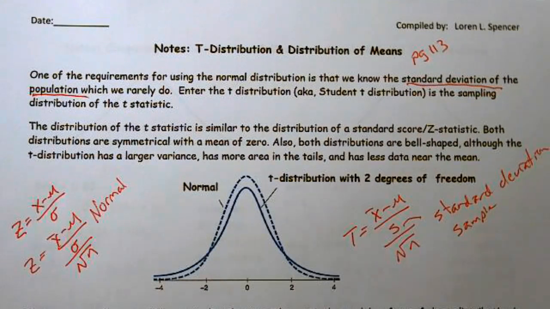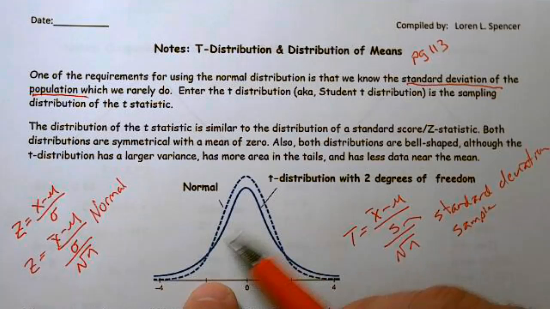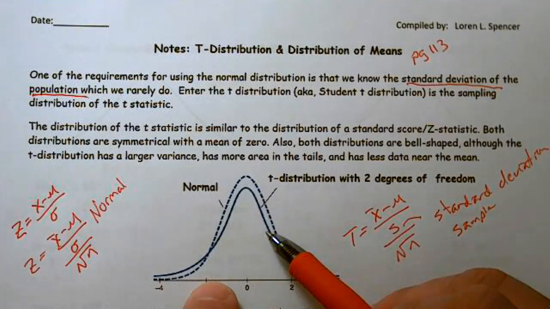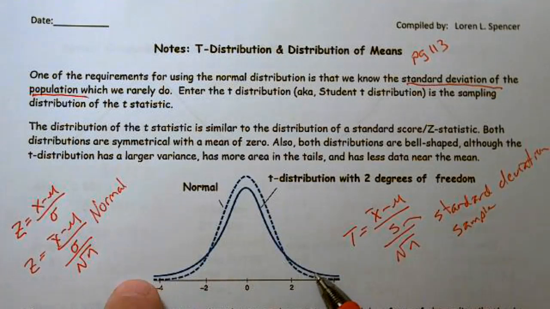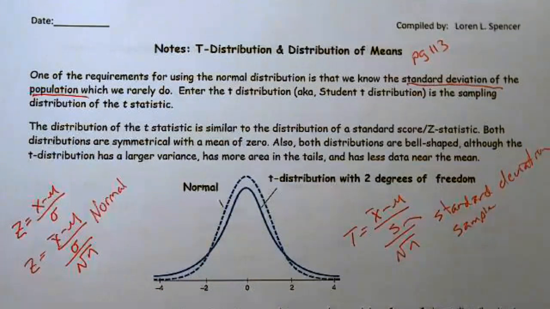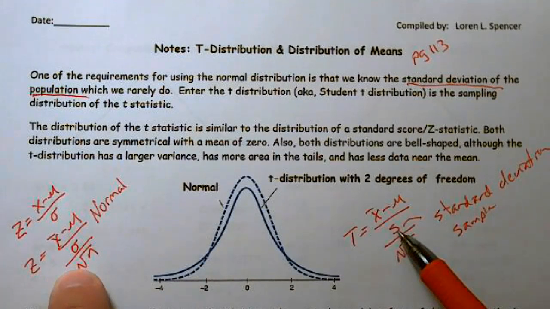The t distribution, we've centered it on 0. We centered the normal on 0. And one thing you'll notice is that the normal distribution is a little bit taller, and the t distribution is a little bit shorter and fatter. The t distribution has more area in the tails, all right? And obviously it's a big deal that this is a standard deviation of the population, this is standard deviation of the sample.